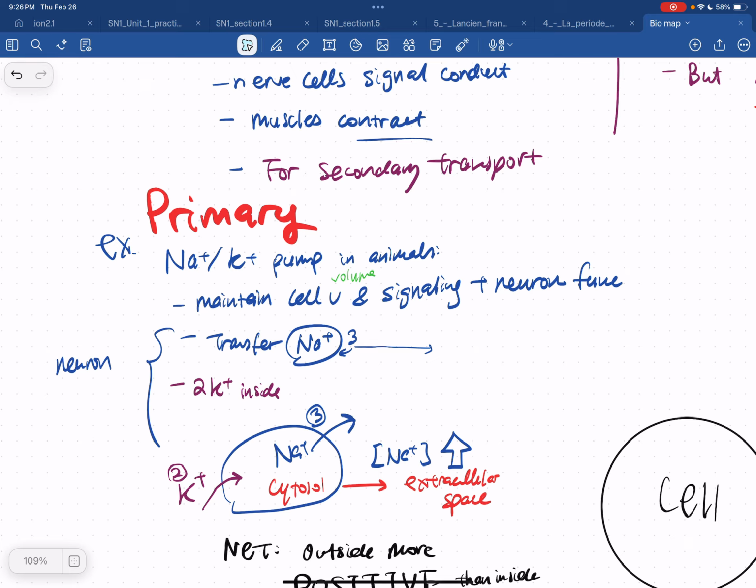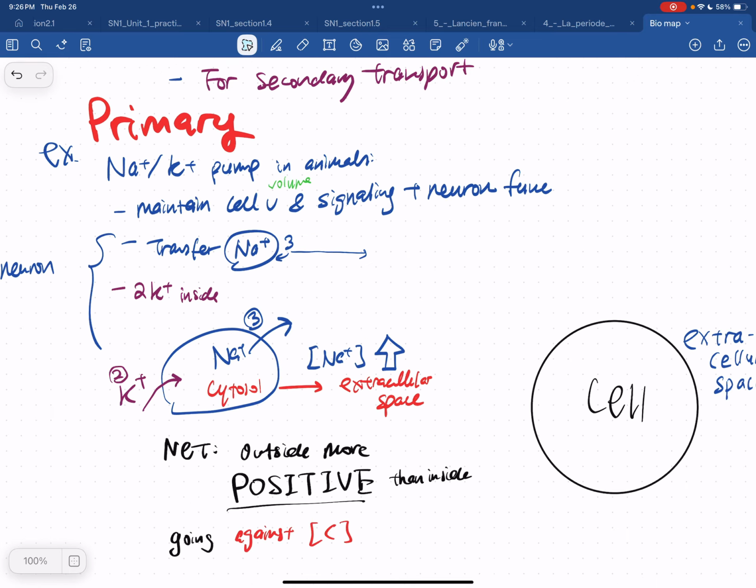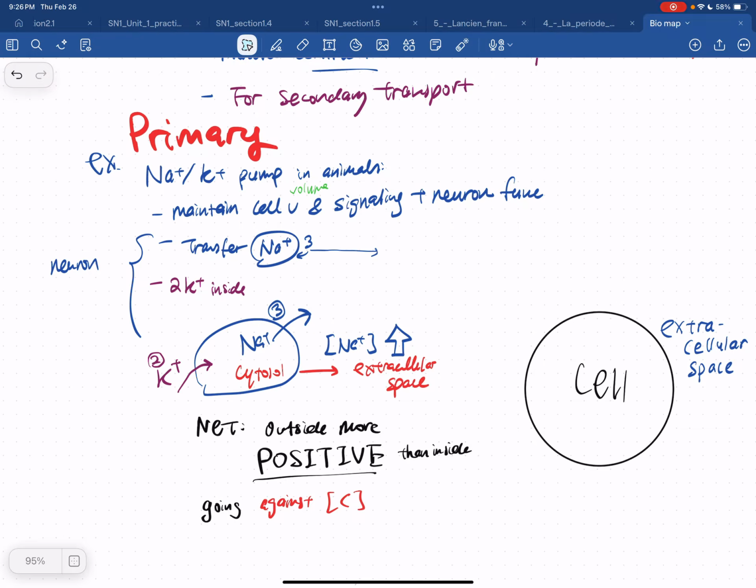So an example, really a major one for primary transport, is to use ATP directly for the sodium-potassium pump in animal cells. What they do is pump out sodium using ATP, which is against the concentration. So we pump out lots of Na outside, that's 3 Na outward, and 2 potassium will come in.